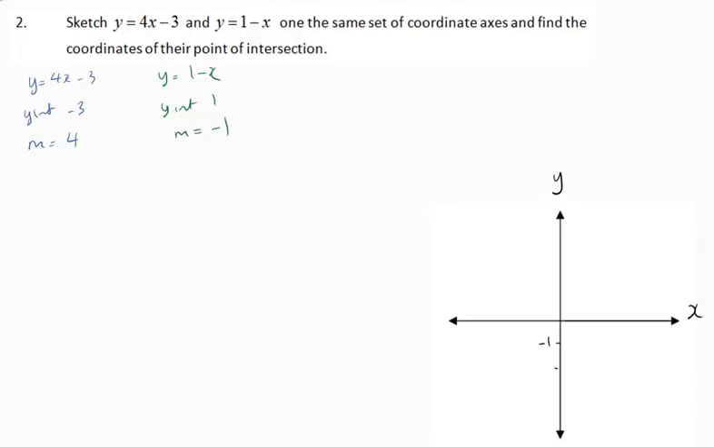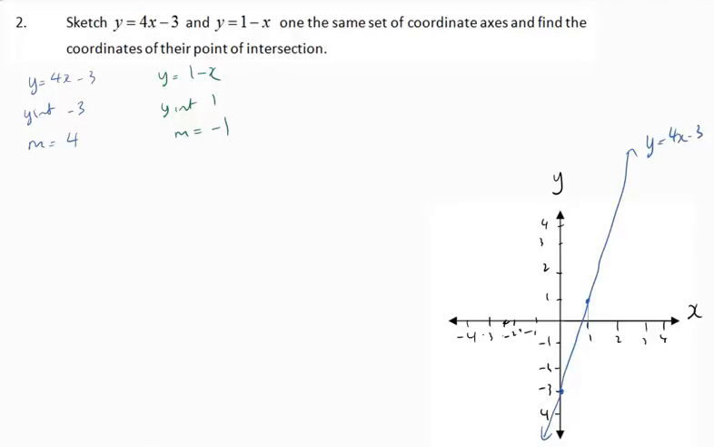So minus 1, minus 2, minus 3, minus 4, 1, 2, 3, 4, 1, 2, 3, 4, minus 1, minus 2, minus 3, and minus 4 there. So drawing our first line, our y-intercept is minus 3 and our gradient is 4. So we go across by 1 and up by 4: 1, 2, 3, 4 there. So our line goes like this. Y is equal to 4x minus 3.